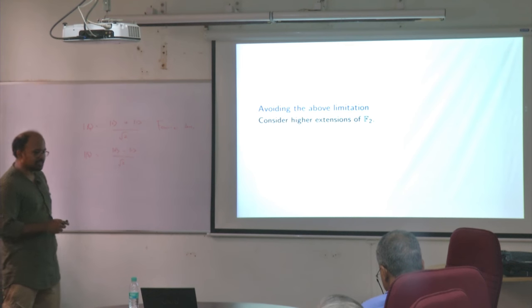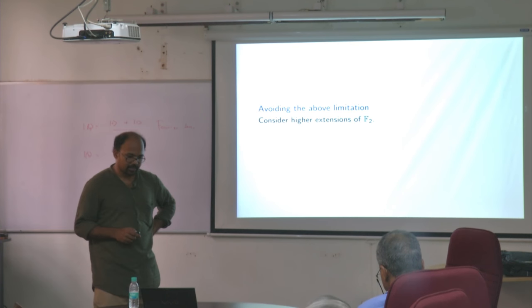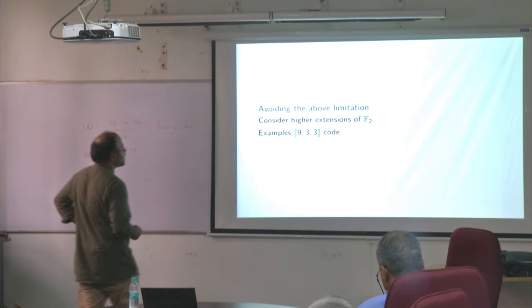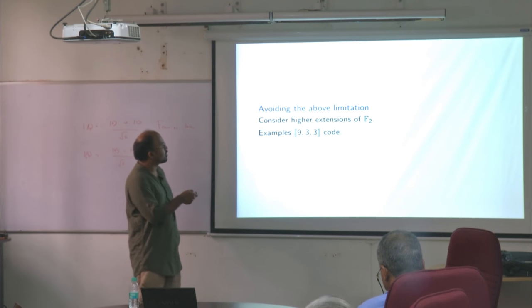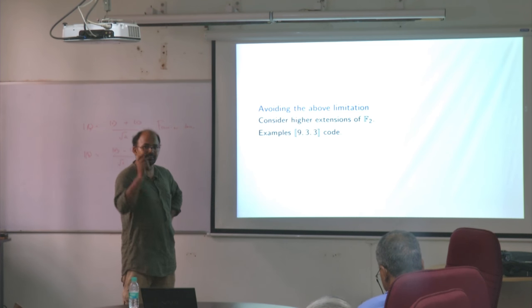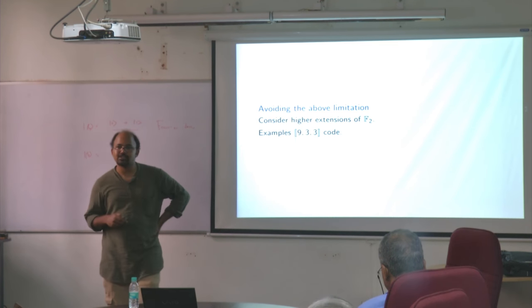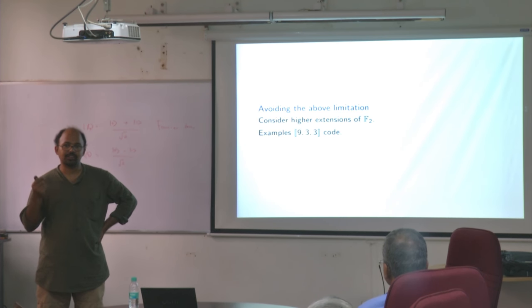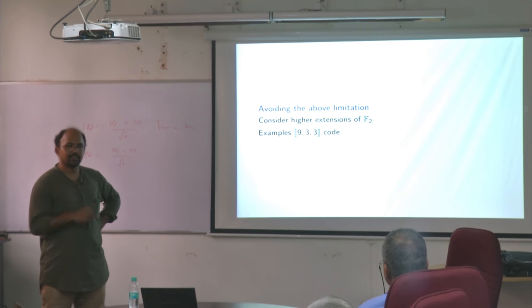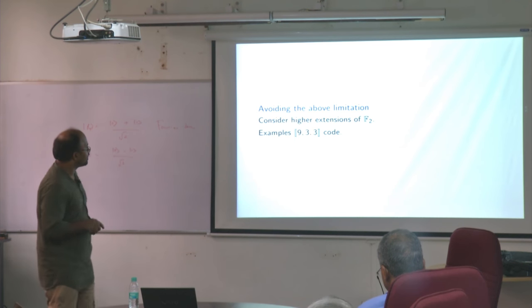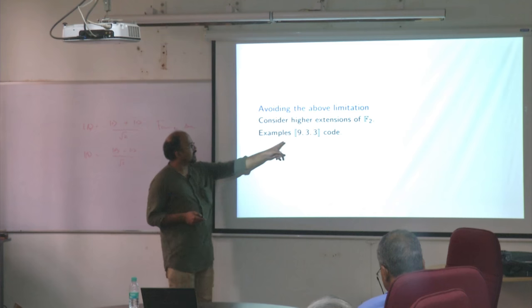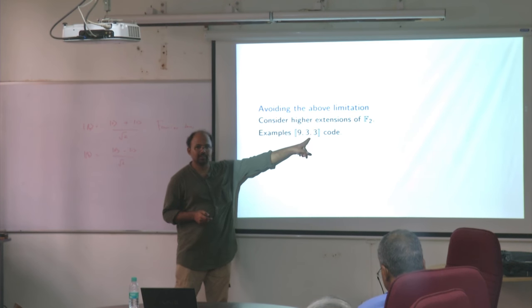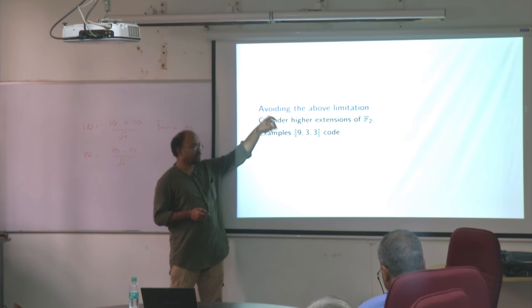How do we avoid that limitation of n dividing 2^t plus 1? If you look at codes which are not over F4 but over F8. For example, 9: you see 9 is 2^3 plus 1. So the 3 is odd, so you can't construct an F4 linear code. But we managed to construct a 9-3-3 code, where the theory is similar, but you have to work with higher expressions.